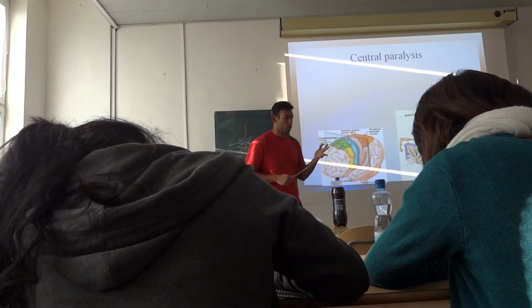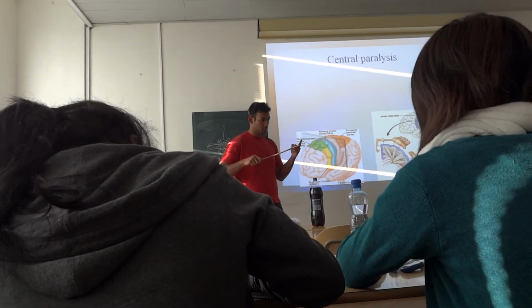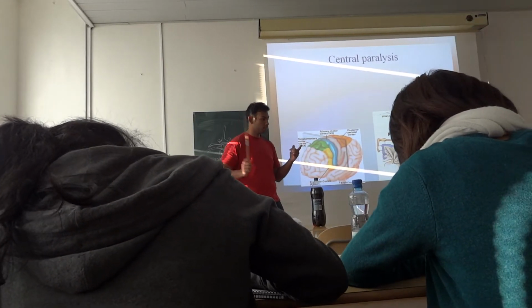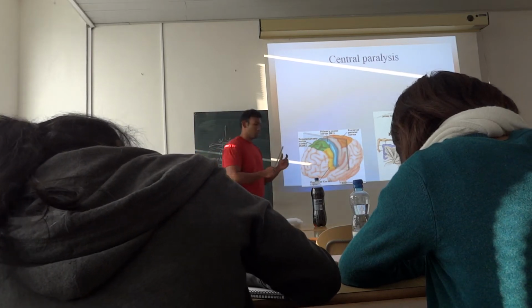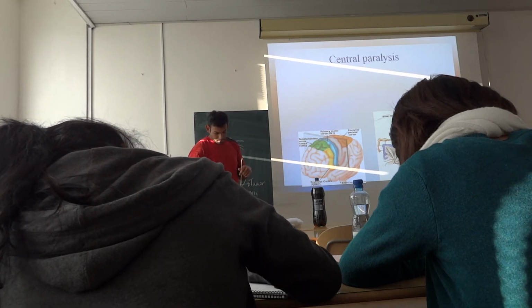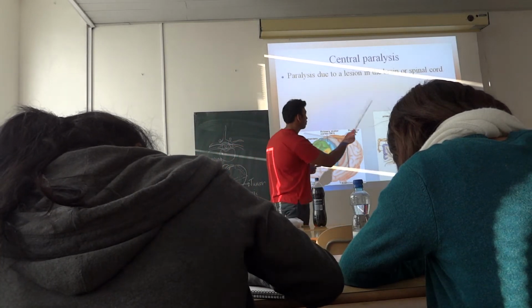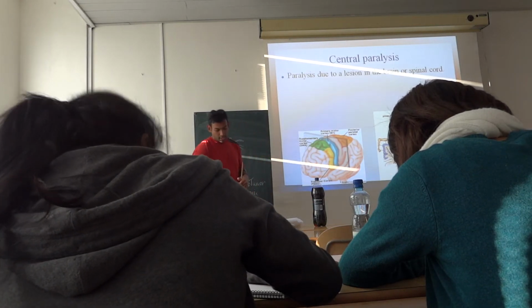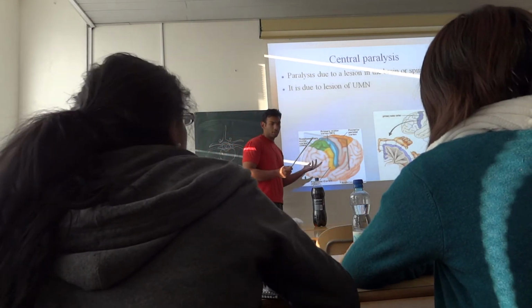And they have specific signs along with them. And lower motor neuron means neurons that exist in the peripheral nerves. That is the spinal nerves and the cranial nerves. So if you can understand that, then this will be very easy for you guys. So it's paralysis due to a lesion in the brain or spinal cord, and it's due to an upper motor neuron lesion.